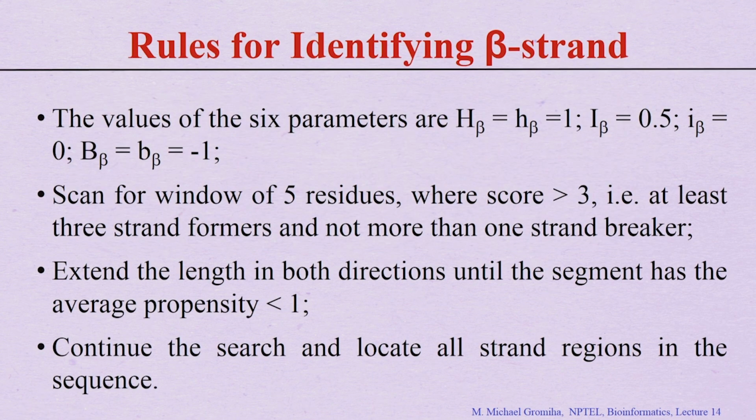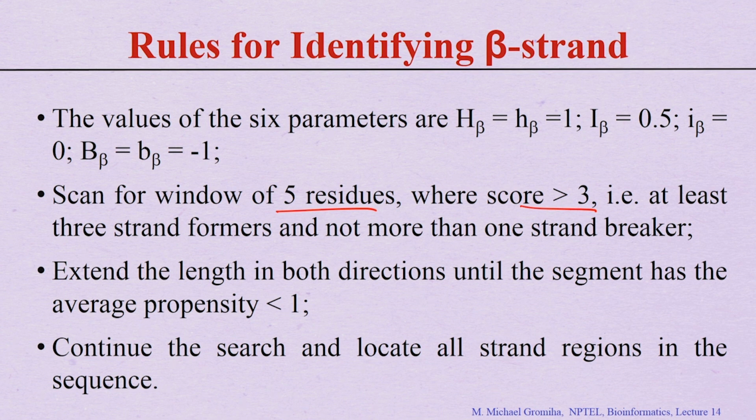Now how to do the beta strand? Do the same procedure. Take small h beta equal to 1, I beta equal to 0.5, small i beta equal to 0, and capital B beta equal to -1. Here we use a scan of 5 residues and set a score of more than 3, because all beta strands are smaller than alpha helices. So take 5 residue segments.